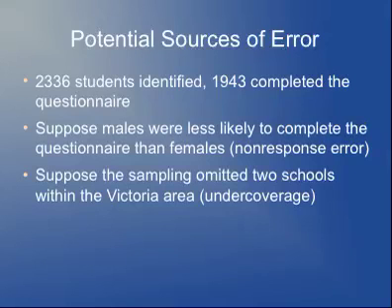But, yeah. So, one way or another, if males were less likely to fill out a questionnaire, that would be an example of non-response error. Or if when you were preparing your list of schools, there were 2 schools you accidentally forgot to include on the list, that would be an example of undercoverage.